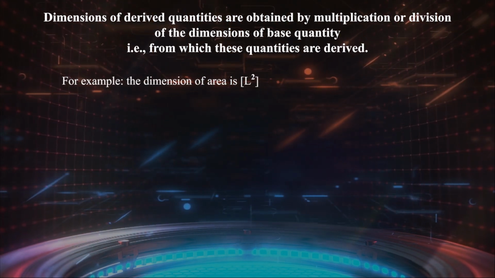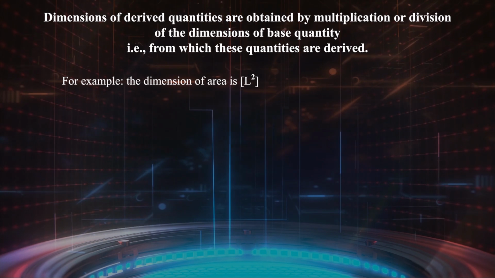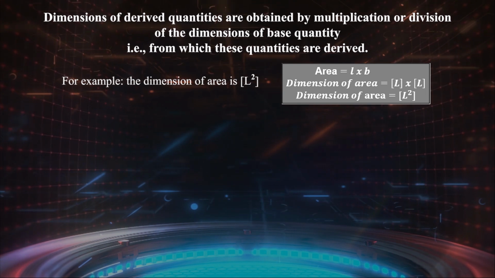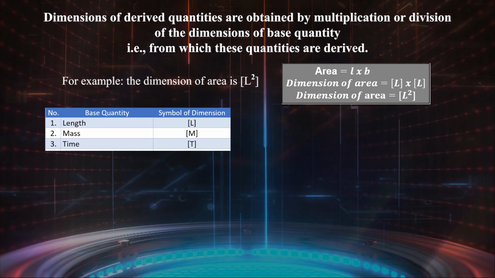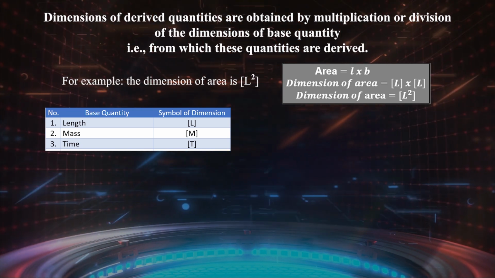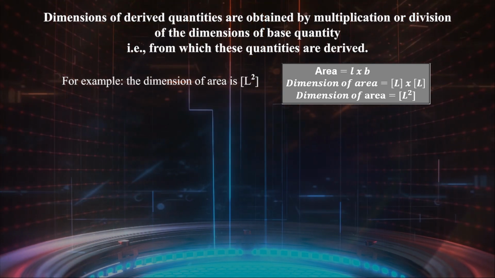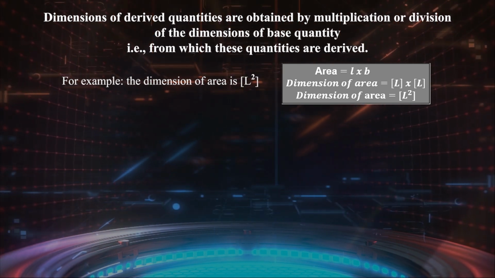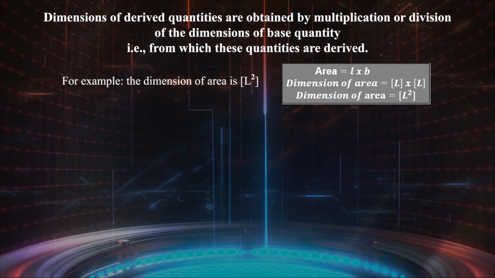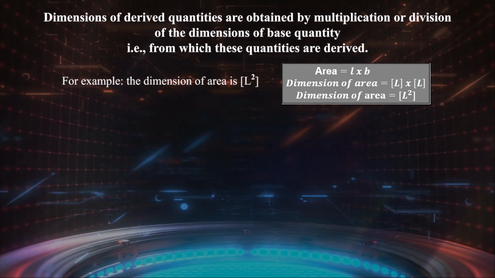For example, the dimension of area is L square. Now how is the dimension of area L square? We know that the formula of area is length into breadth, and from the previous table you can see the dimension of length is L. Length and breadth are both types of length, meaning they have the same dimension because of the same nature. So we write the dimension of length as capital L within the square bracket, and the dimension of breadth is also written in terms of length within the square bracket. When you multiply these two quantities, it becomes L square. So this is the dimension of area.